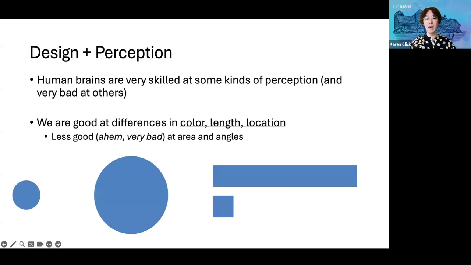A little note on design and perception before we start going through the kinds of graphs you can use. Human brains are super skilled at some kinds of perception and really bad at others. We tend to be very good at differences in color, length, and location, but are less good and actually very, very bad at things like area and angles.